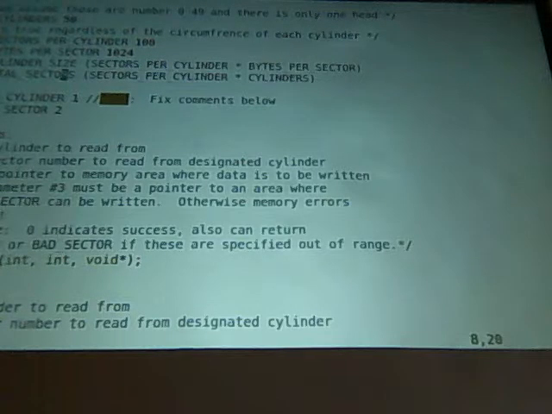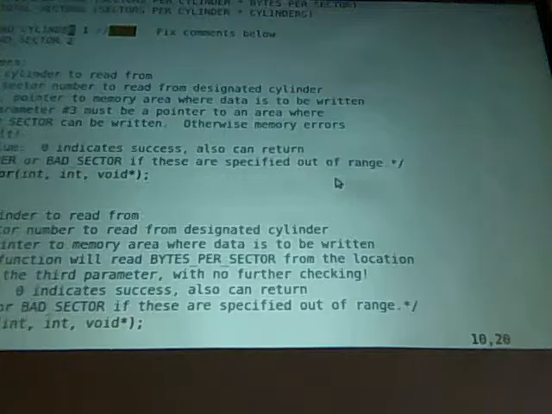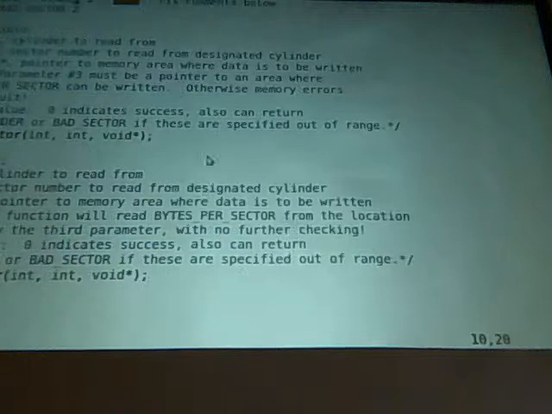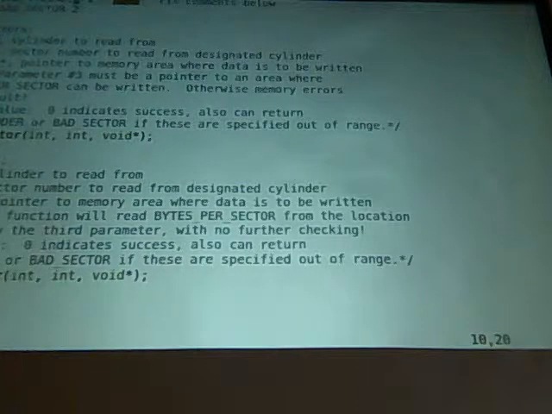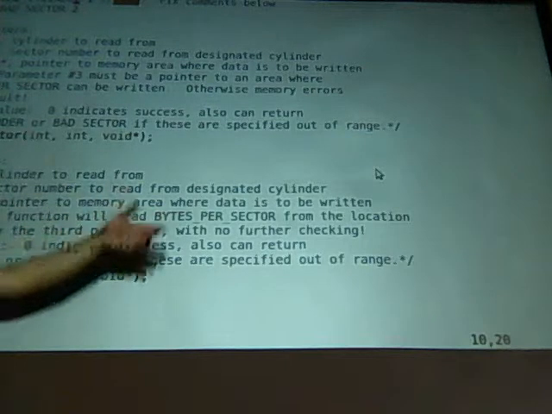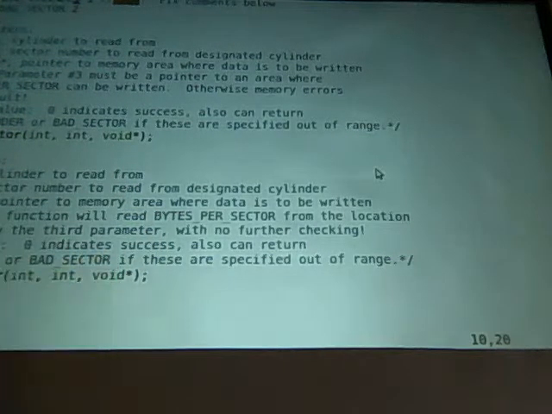Okay, and so you've got two things you can do in order to manipulate this drive. You can read a sector or you can write a sector, and that's it. When you write a sector, you need to provide a void pointer here, which will be the area for the memory to be written. These have to be at least bytes per sector in size, and it'll go ahead and read bytes per sector data from that. And there it goes, with no further checking.